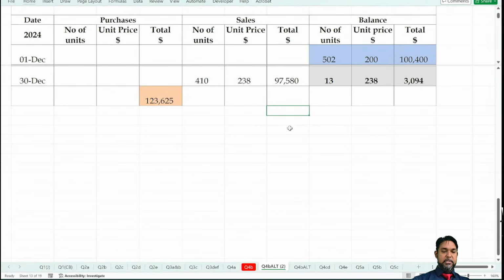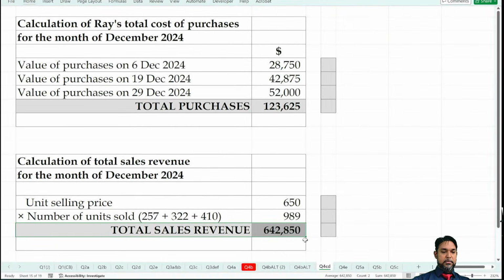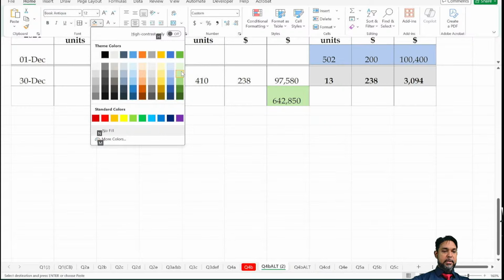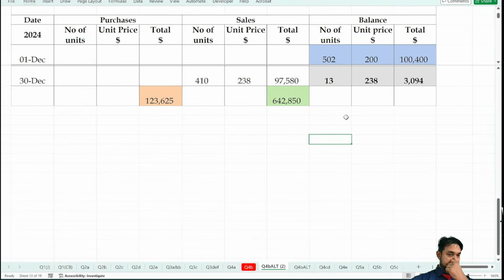Total purchases. What was the sales value? 642. I'll put that one on that kind of green, right? So sales is in the green. Opening stock, blue. Purchases, whatever color that is. Closing stock here. Right? So it's opening stock plus purchases minus closing stock.